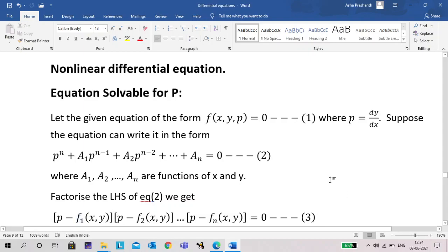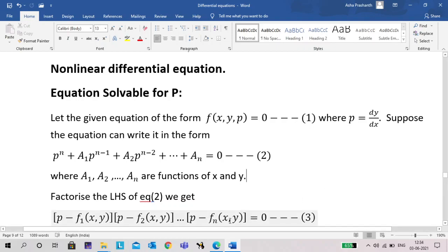In the non-linear differential equations, there are four methods. Non-linear differential equations means here dy by dx has a power. The four methods are: solvable for p, solvable for x, solvable for y, and the last one is Clairaut's equation. So now we are going to discuss the equation solvable for p.